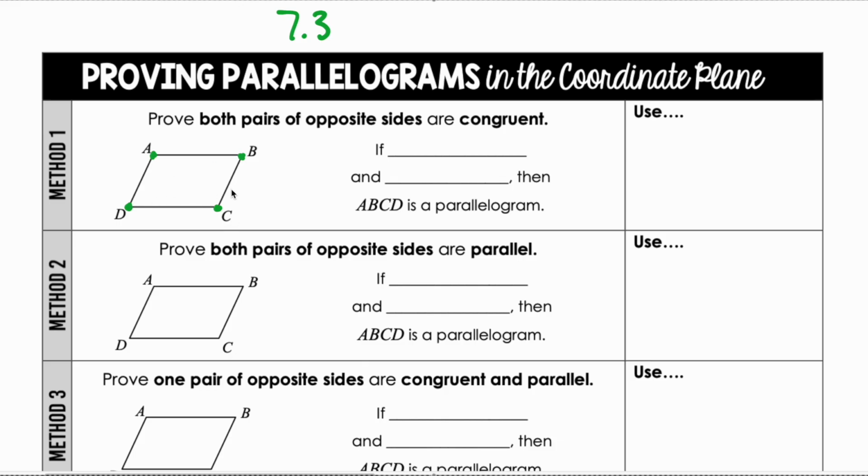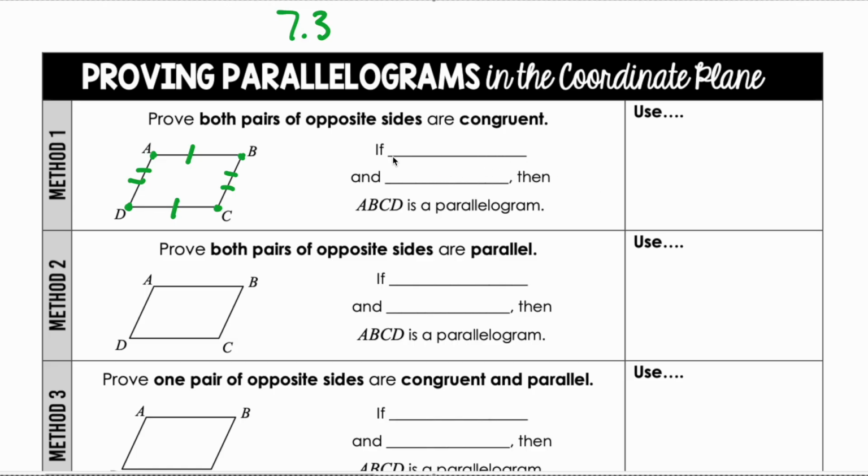Remember, a quadrilateral is just a shape that has four sides, but a parallelogram has specific properties that make it a parallelogram. For example, we can prove that this is a parallelogram if the opposite sides are congruent. That is one of the properties of a parallelogram. So the way that we're going to prove that the opposite sides are congruent on a coordinate plane is if we can prove that from point A to point B and point C to point D are the same length. And in order to do that on a coordinate plane, we would have to use our distance formula.